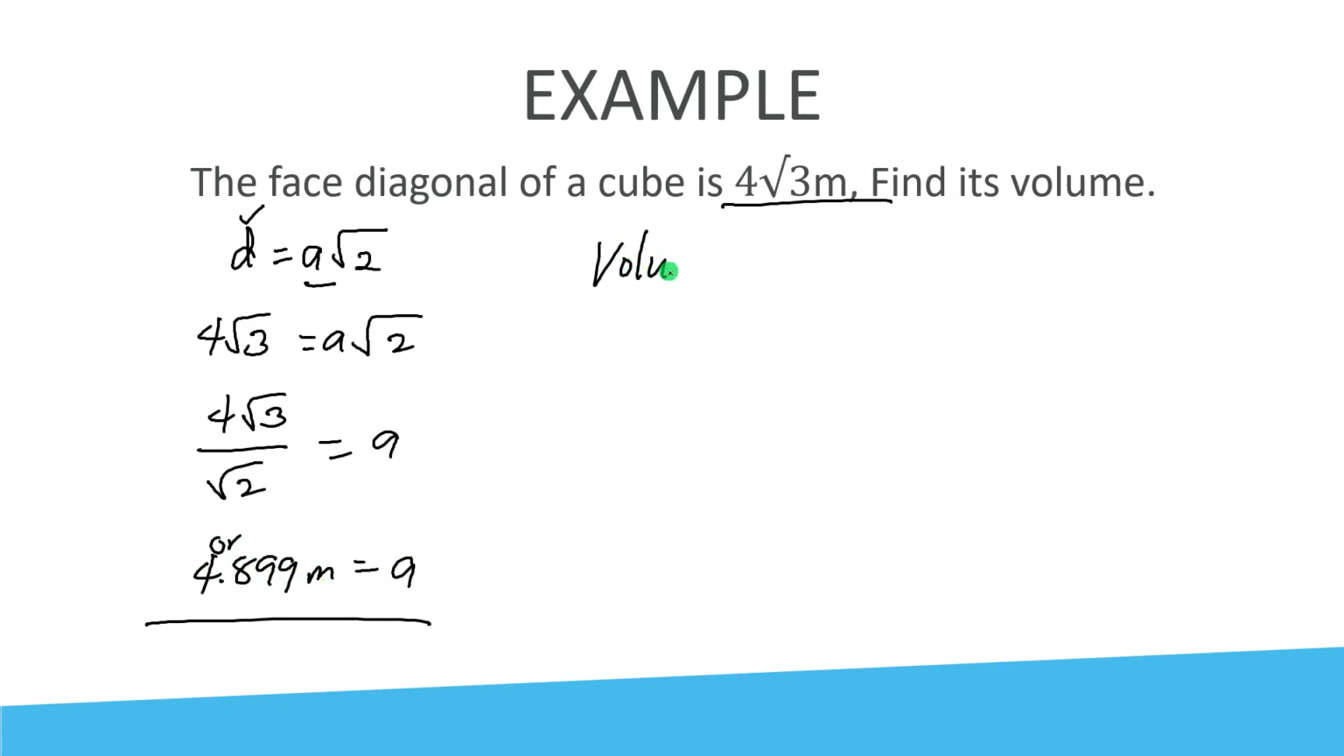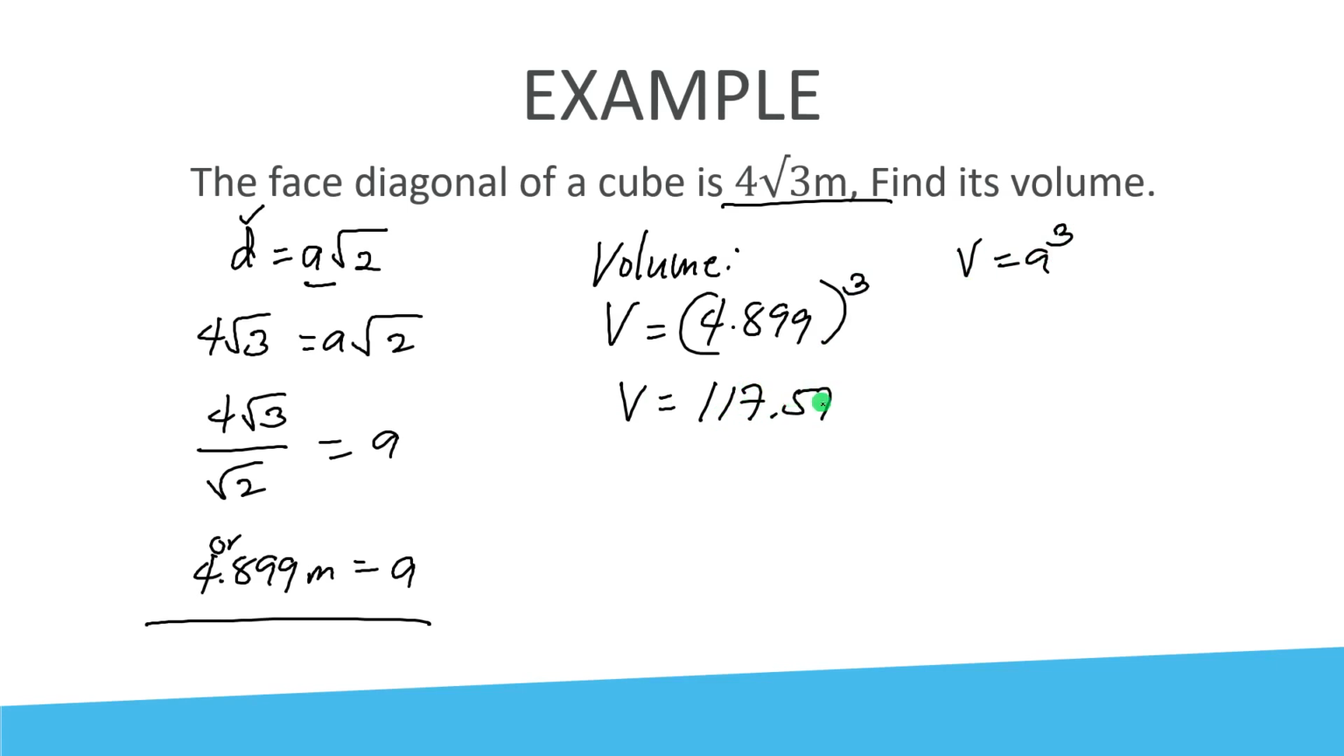For the volume, V equals 4.899. We raise that to 3 because volume is A cubed. So 4.899 cubed is 117.577 cubic meters. That's the answer.